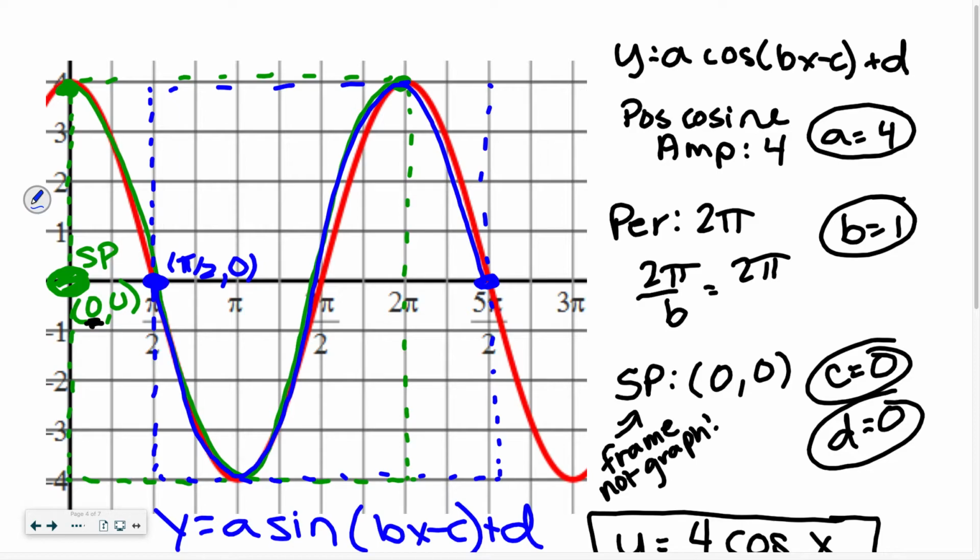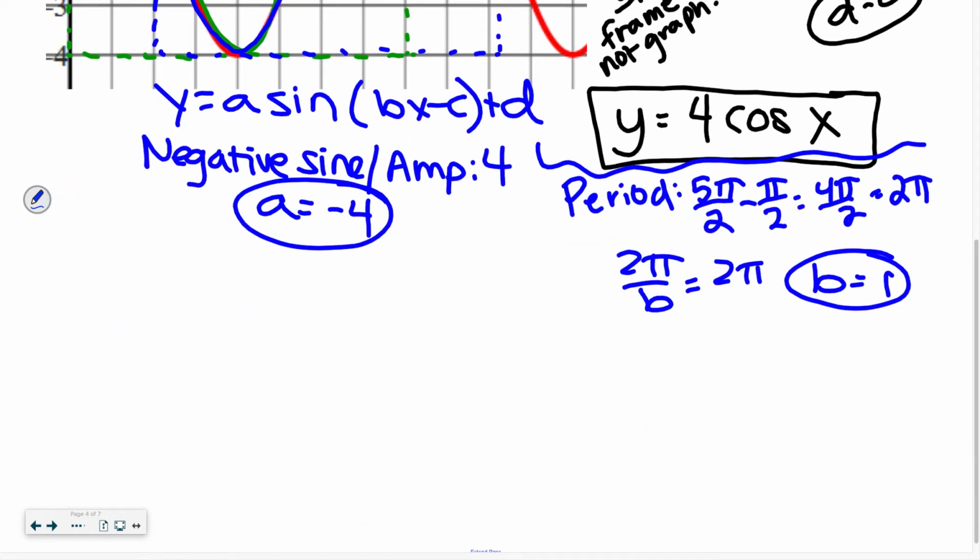That's pi halves, 0, right? It's like the starting point just got shifted right pi halves. So sine actually shares a point with the starting point of the frame. The starting point of the frame should be halfway between the min and the max on the left. So we would be saying the starting point is at pi halves comma 0. That's my c over b and my d.